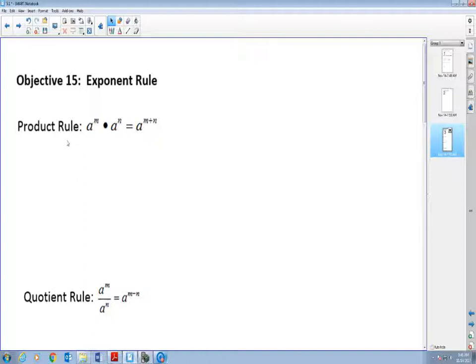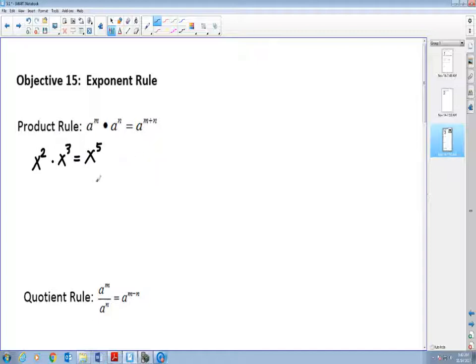As you're aware, the product rule says when the bases are the same and the bases are multiplying, what we can do is add the exponents. So for example, if I have something like x squared times x to the third power, when the bases are the same and multiplying, we normally will add the exponents. So that'll be x to the fifth power. Okay, that's what the product rule says.